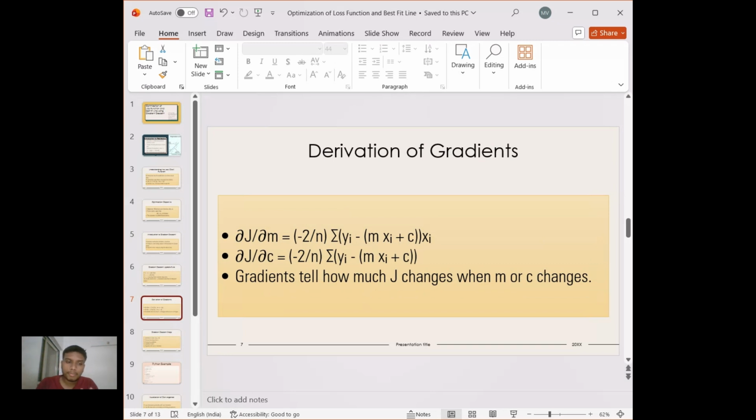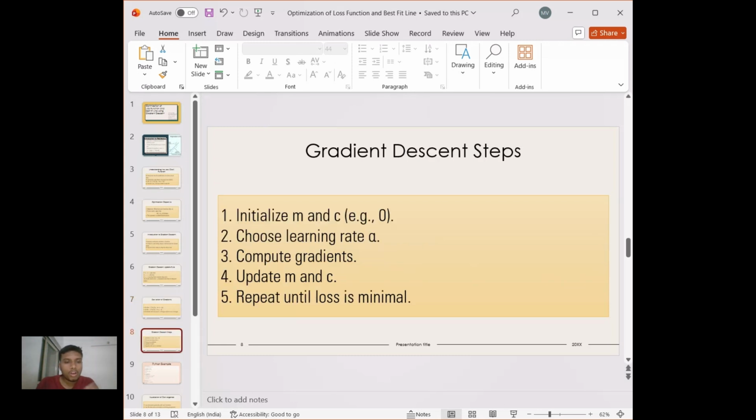The overall steps of the gradient descent algorithm are as follows. Initialize m and c, here for example both at 0. Then choose a learning rate alpha. Then compute the gradients, partial derivative of J with respect to m and partial derivative of J with respect to c. Update m and c using the update rule. Then repeat this process until the loss value stops changing much. That's when we say the model has converged. Once convergence happens, we have found our best fit line.